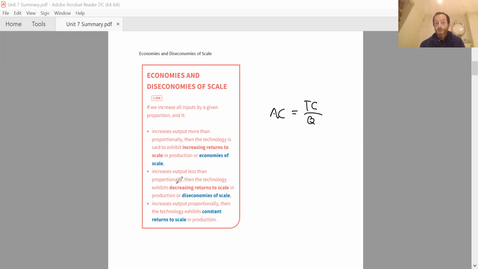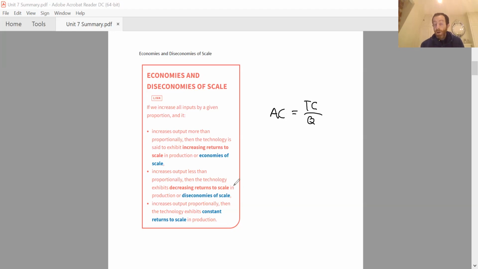Similarly, we can think about decreasing returns to scale, or diseconomies of scale. This is where, when we get to higher levels of output, we decide to triple the level of inputs, but we see that we only get twice as much output, right? So we're getting a less than proportional increase in output. And using the same reasoning as before, if we triple the inputs, total cost goes up by a factor of 3, but quantity only goes up by a factor of 2. Well, the numerator is now getting bigger faster than the denominator, so average cost has to be going up in this case.